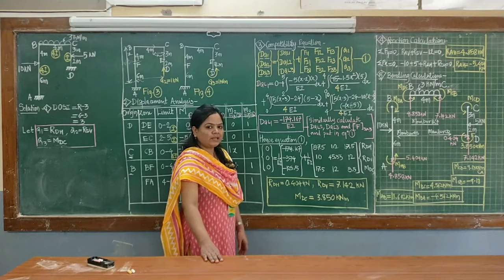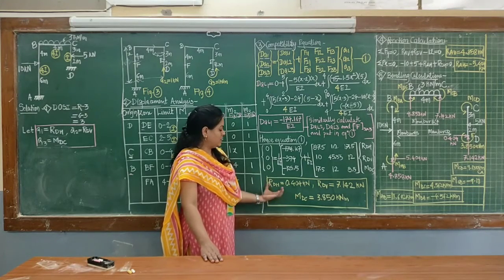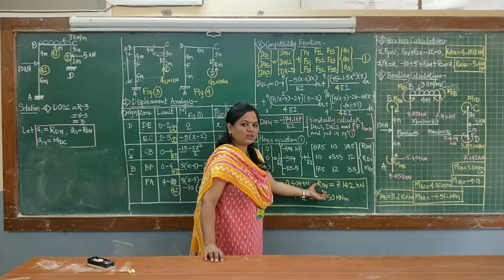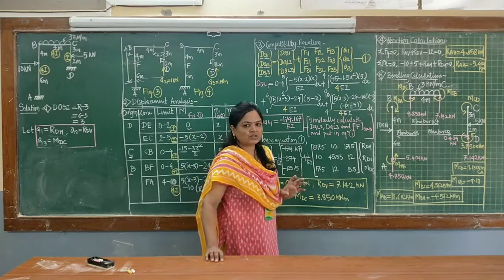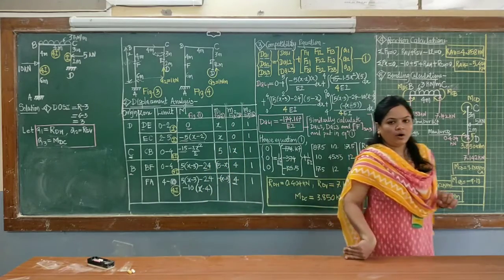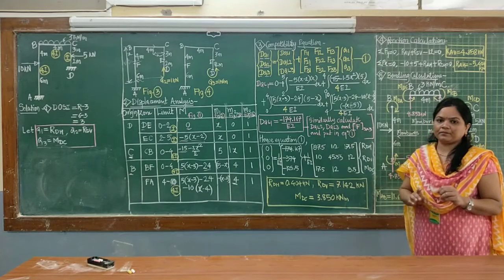A positive value indicates that the assumed directions are correct. This horizontal reaction is in the right direction. The vertical reaction is in the vertically upward direction, and the moment is in the anti-clockwise direction, positive directions. Now these are the unknown reactions of support D.